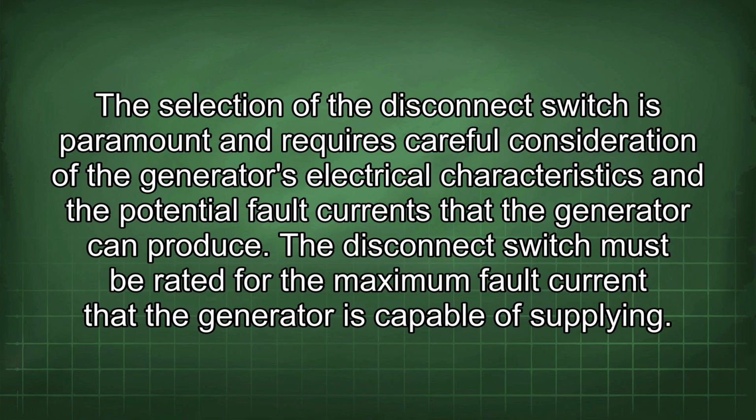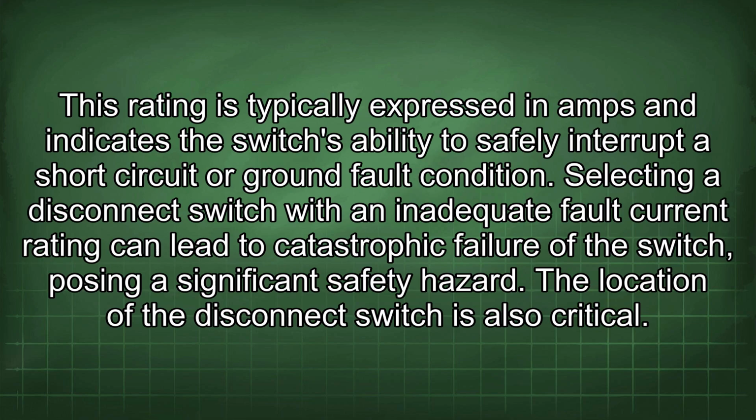The disconnect switch must be rated for the maximum fault current that the generator is capable of supplying. This rating is typically expressed in amps and indicates the switch's ability to safely interrupt a short circuit or ground fault condition. Selecting a disconnect switch with an inadequate fault current rating can lead to catastrophic failure of the switch, posing a significant safety hazard.